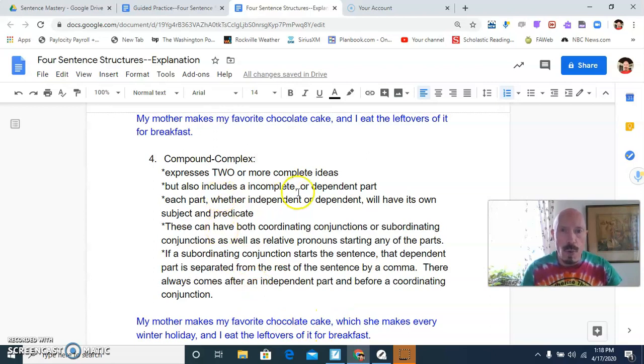So again, there's 2 or more complete ideas, but it does include an incomplete or a dependent part. All right? But each part, whether it's independent or dependent, will have its own subject and predicate. These kinds of sentences can have a coordinating conjunction, one of the fanboys, but it can also have either a subordinating conjunction or a relative pronoun. And of course, once again, if you start a sentence with a subordinating conjunction, after that dependent clause, it needs a comma before you proceed with the rest of the sentence.